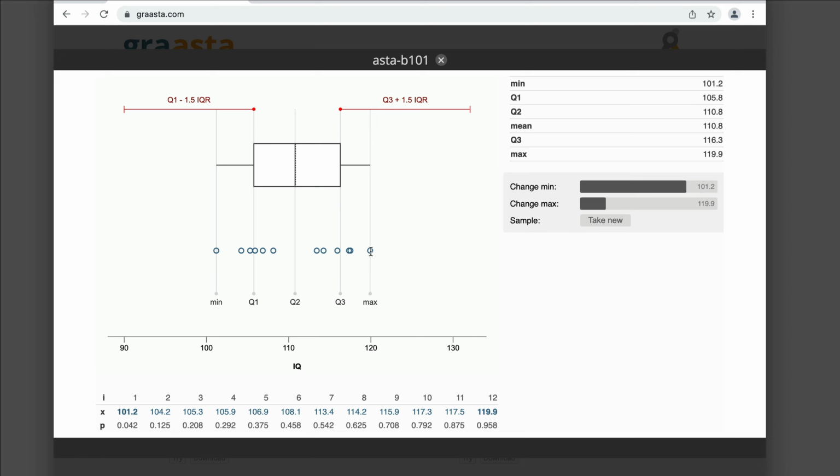Okay. Sometimes you may have what is called outlier. Outlier is a value which is extremely large or extremely small in relation to the other values. And you can actually change it manually. You can see I can change the max and the min. So let me change the max. So you can see it's going pretty far away from the rest. And at some point it becomes too extreme. So it becomes like an outlier, right?